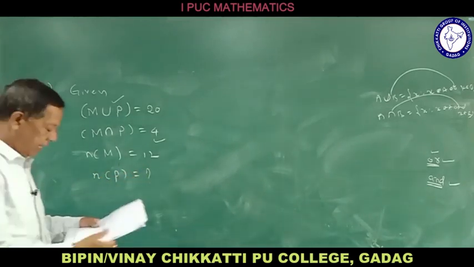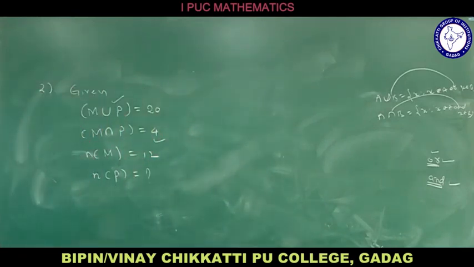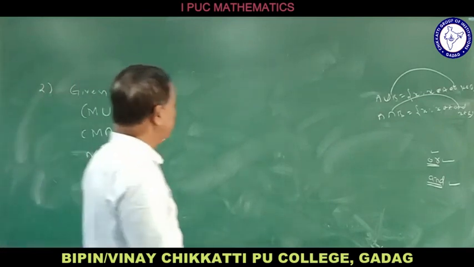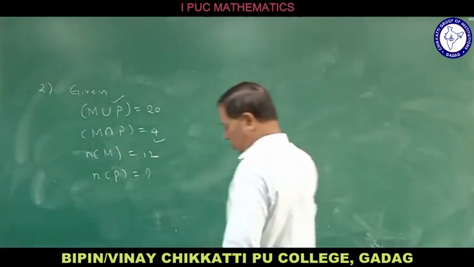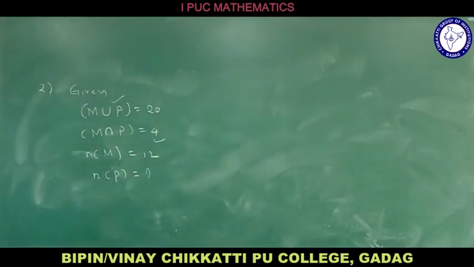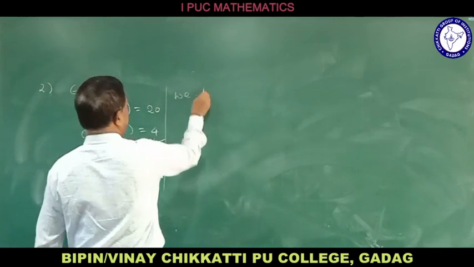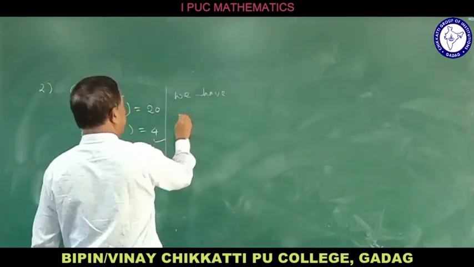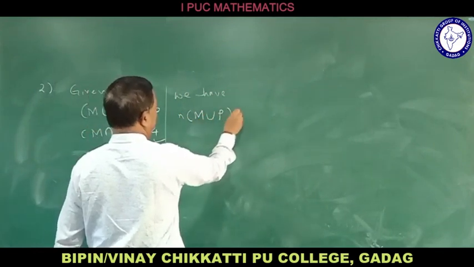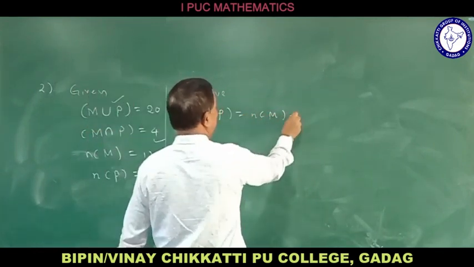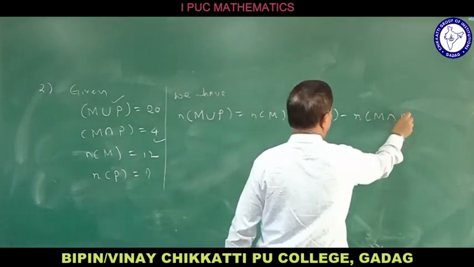So the formula that you have already seen: A union B, accordingly for the sets. I hope you understood how we take "or" and "and" in writing things. So now I am writing the formula directly. n of M union P, mathematics union physics, the formula is n of M plus n of P minus n of M intersection P. This is the formula.